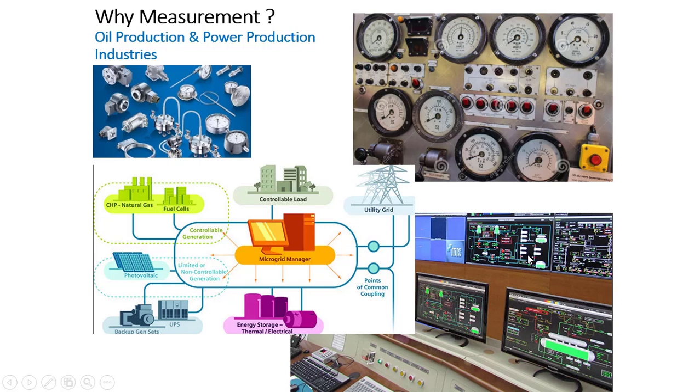So they first measure the value and convert it onto a digital board like this, or show the measured value on an analog board like this. This tells us clearly that the measurements and instrumentation subject plays a key role in oil production, power production and quality control in the industry.